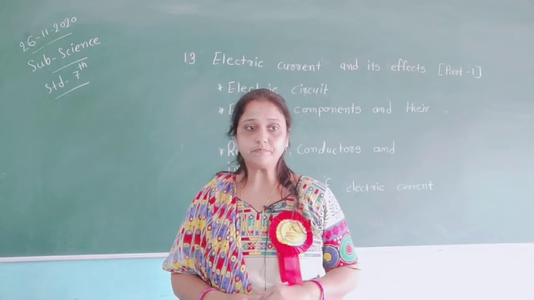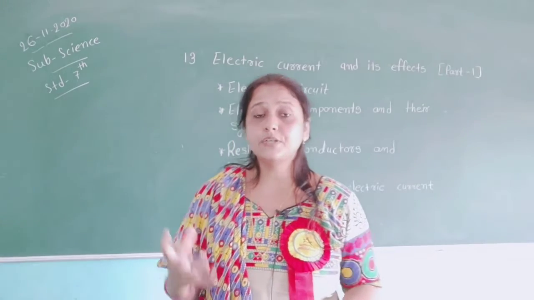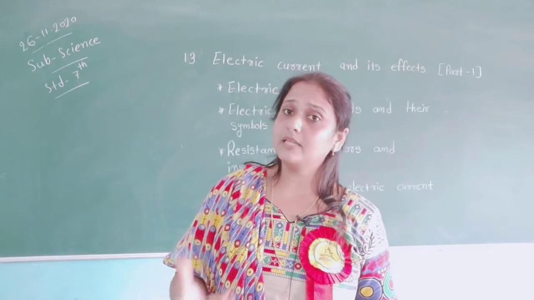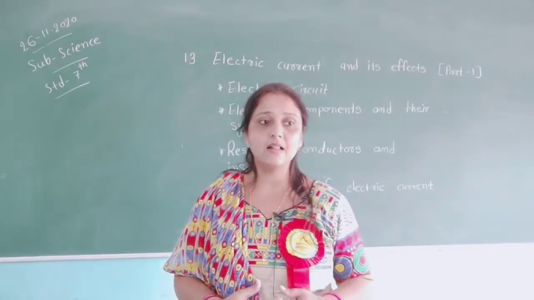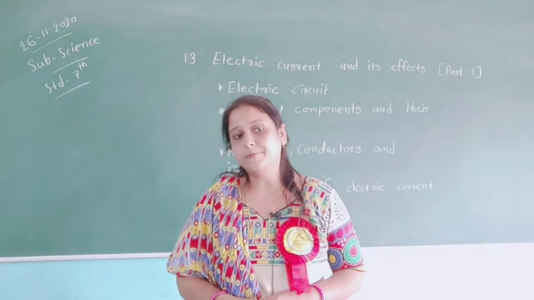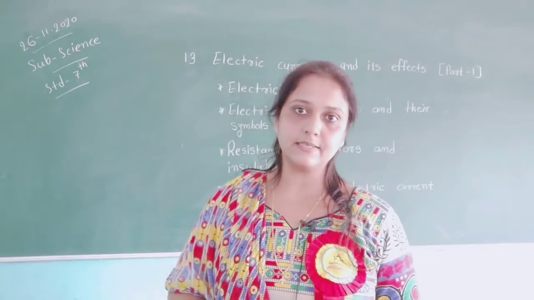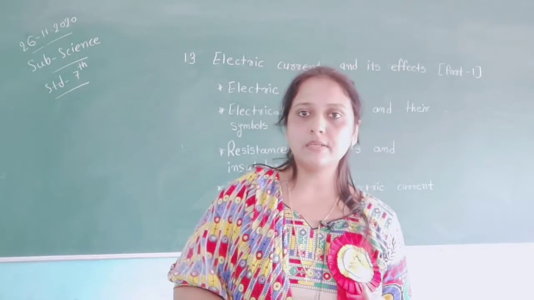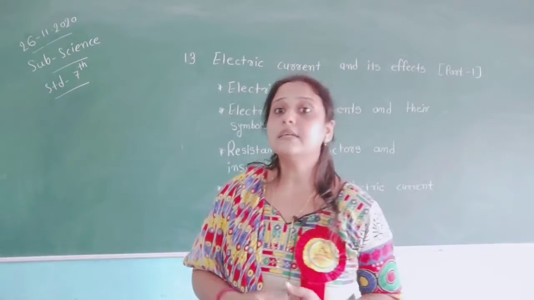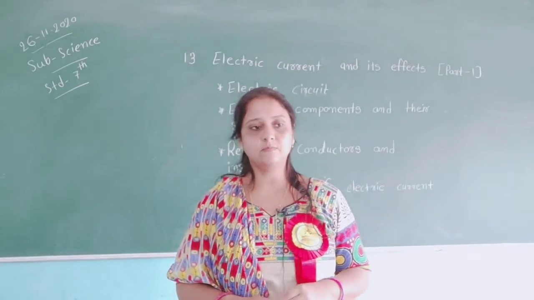Then the bulb, the device that uses the current from the cell. The connecting wires are conductors, which means they pass the current from one thing to another. They are called the conductors, the conducting wires.